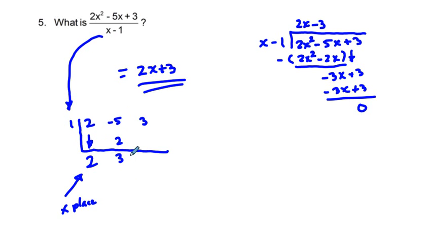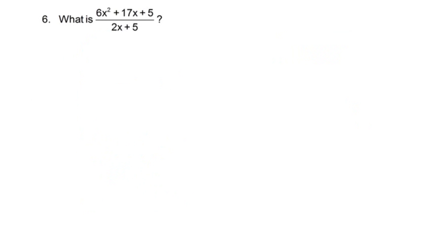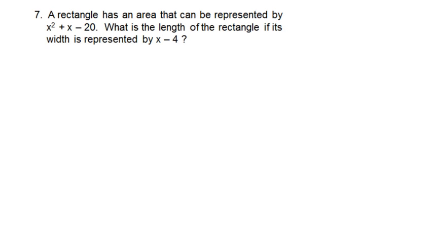1 times 3 is 3, and something is amiss here. Okay, yeah, because that's supposed to be negative 3 down here, and 1 times negative 3 is negative 3, and the remainder is 0. So we get this 2 and negative 3, which also represents 2x minus 3. Okay, next problem we're going to go over is number 7.